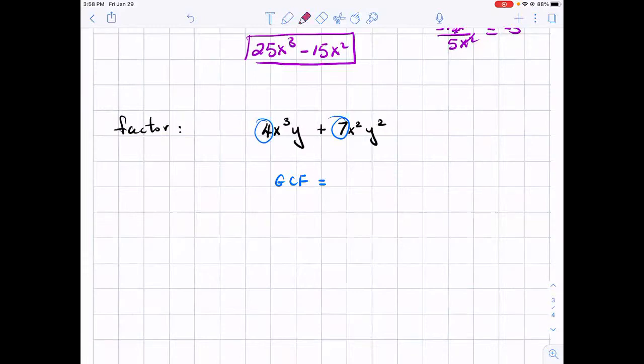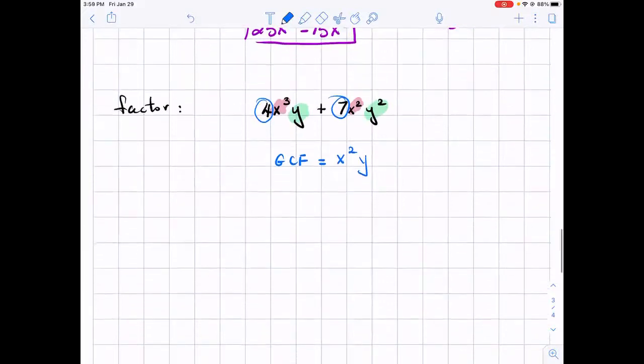Now we look at the letters. We have an x here and we have an x here. So we take the one with the lowest power, which will be x squared. But if you look again, we have more letters. We have a y here and we have a y squared here. So we take the one with the lowest power, which is just y. So our GCF is x squared y.